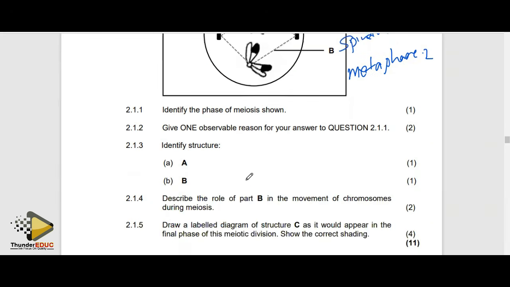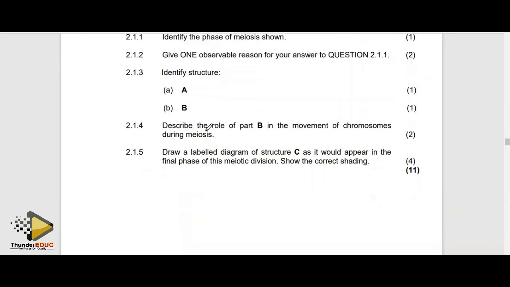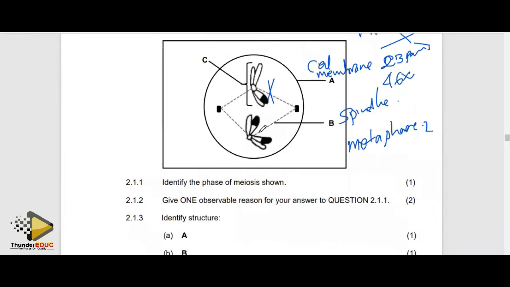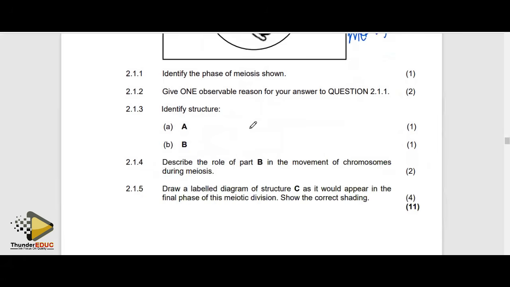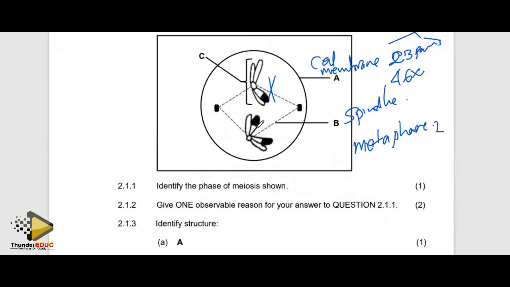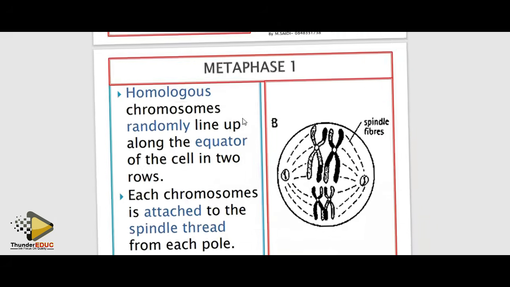fibers or spindle threads. Then describe the role of B in the movement of chromosomes during meiosis. These ones are very important as they contract, they shorten, and then they pull the chromosomes or the chromatids to opposite poles. And also, they are very important in holding the chromosomes in place, maybe during metaphase.